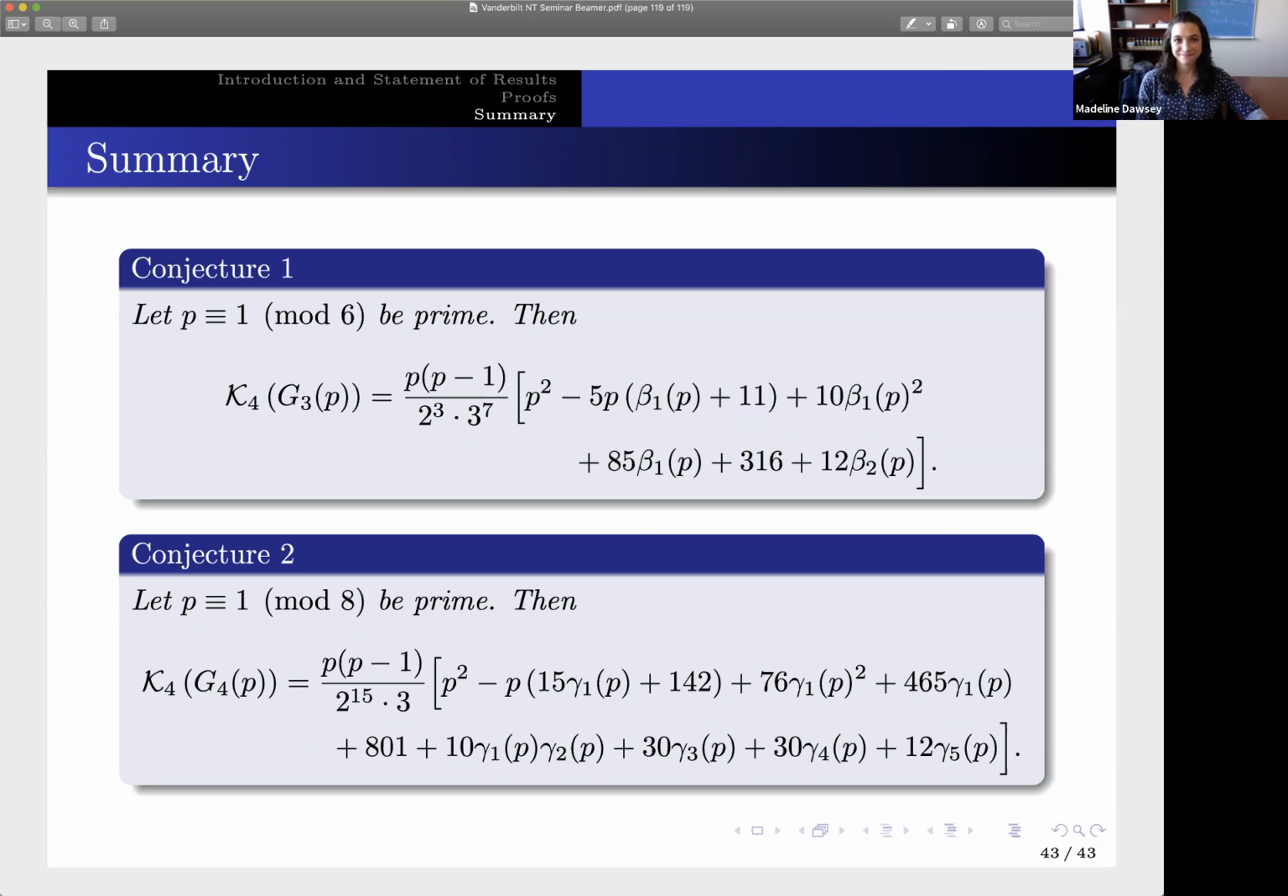All right. Well, thanks, Maddie, for a very nice talk. Yeah, it's cool to see modular forms being connected to this stuff. Any questions for Maddie?